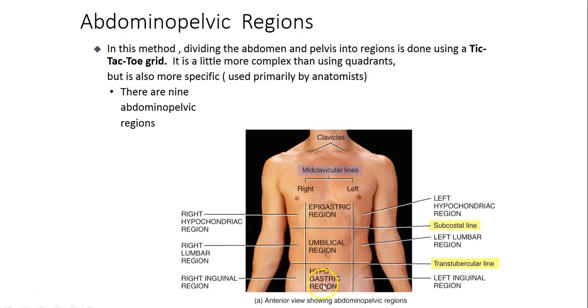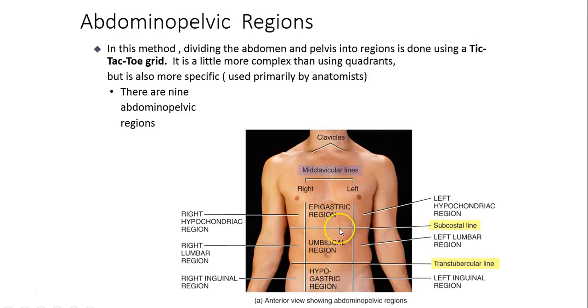Now this is a more specific way of dividing up the same region. We have 9 regions here. It's kind of like a tic-tac-toe grid, still centered on the umbilical region, on the umbilicus. So here we have the umbilical region, above it the epigastric region, your stomach is about in this area, and below it is the hypogastric region.